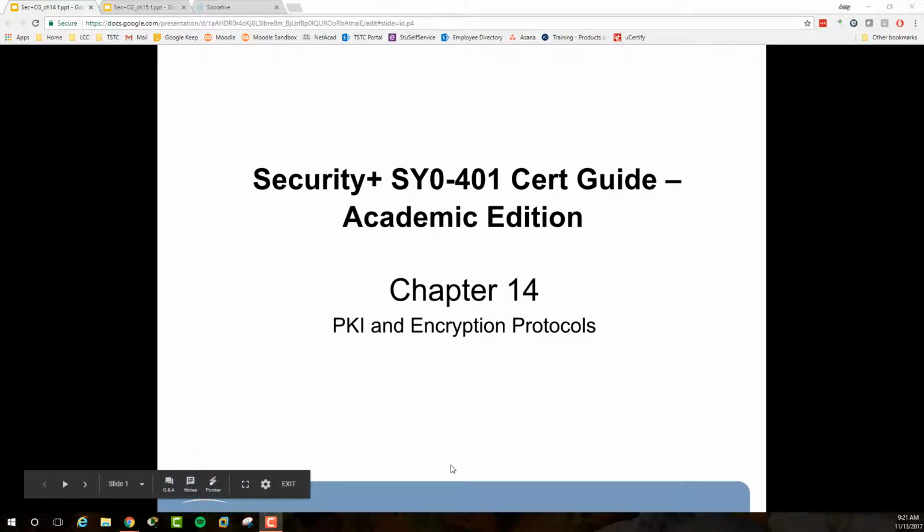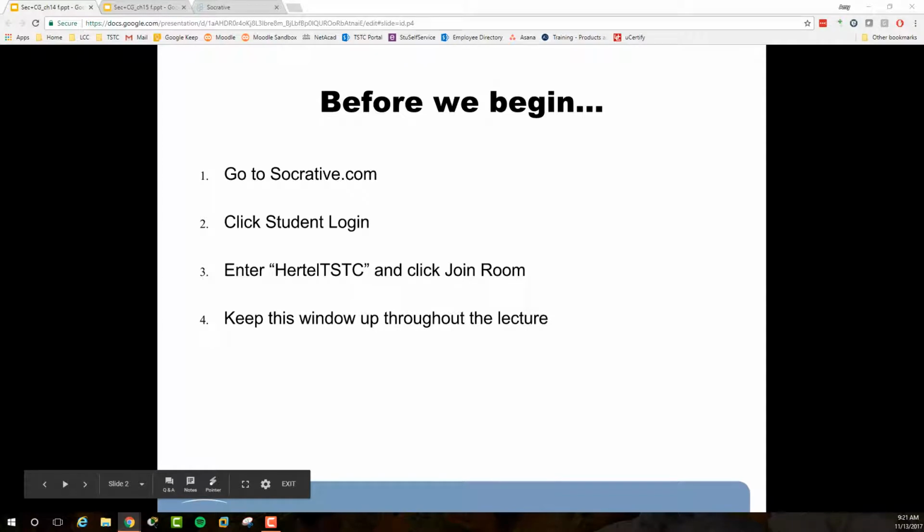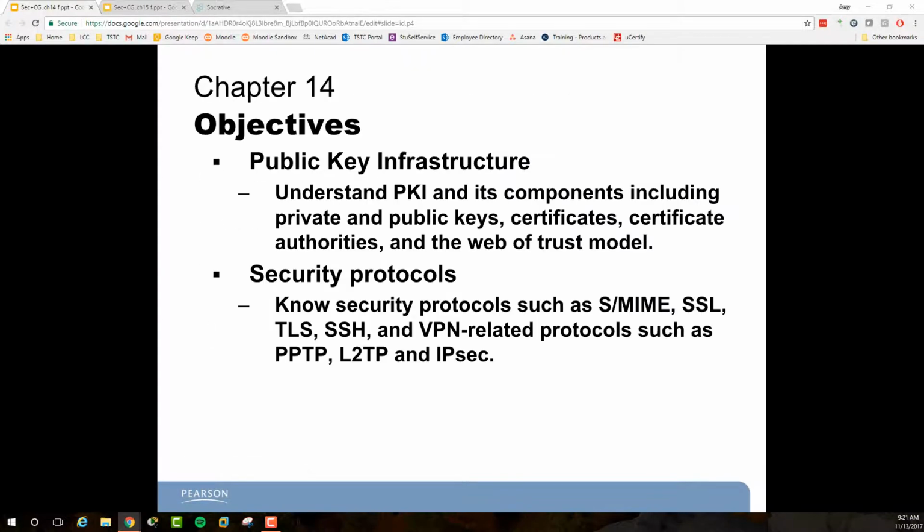Welcome to Security Plus. This is Chapter 14, PKI and Encryption Protocols. Last week in class we went through Chapter 13. We talked pretty extensively about what encryption is and how it's used. So this chapter is a little bit more about implementation of the public key infrastructure and some different protocols that are used with security. So that's what this is going to focus on.